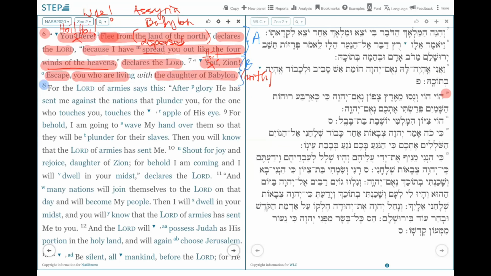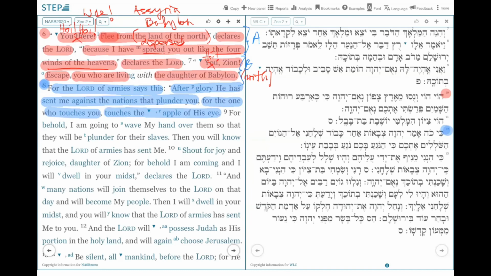Verse 8. That will be verse 12 here. For Jehovah Zevaot says this, after glory he has sent me against the nations that plunder you. For the one who touches you touches the apple of his eye. Now, this is a very interesting expression, I think. So let's look at it carefully. This is what God has said, after glory, in verse 8 here and in verse 12 here.